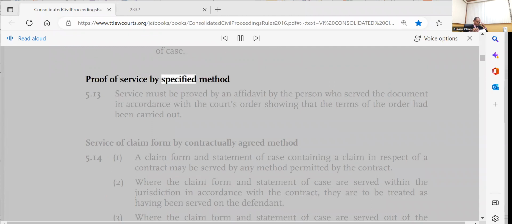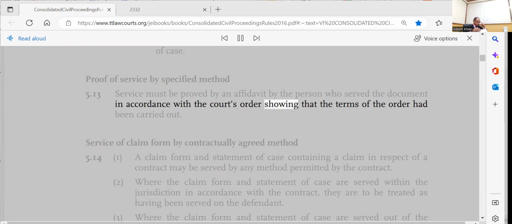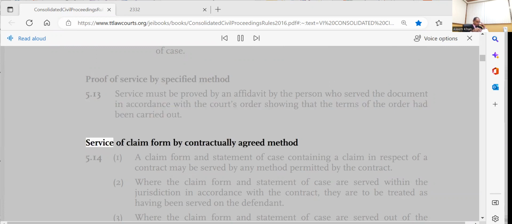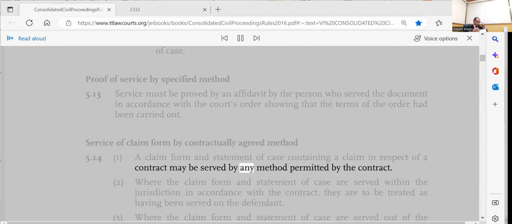Proof of service by specified method 5.13. Service must be proved by an affidavit by the person who served the document in accordance with the court's order, showing that the terms of the order had been carried out. Service of claim form by contractually agreed method 5.14. 1. A claim form and statement of case containing a claim in respect of a contract may be served by any method permitted by the contract.